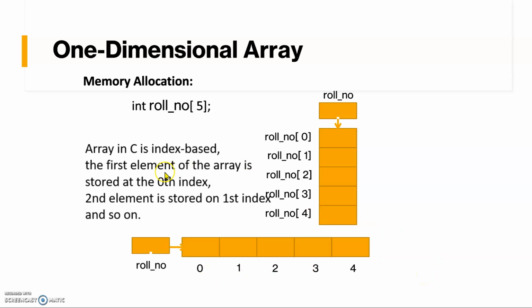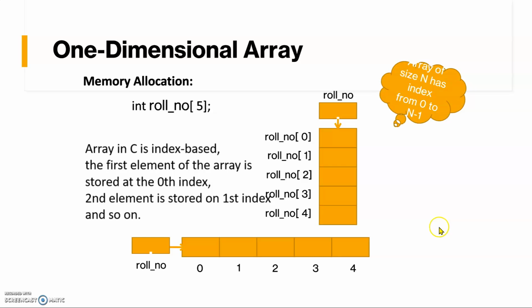Got it, all of you? So you need to understand indexing starts from 0 to size minus 1. So an individual element can be accessed like this. If you write roll number of 0, then you are referring to this memory location. That means you are referring to the value that is stored in this location.